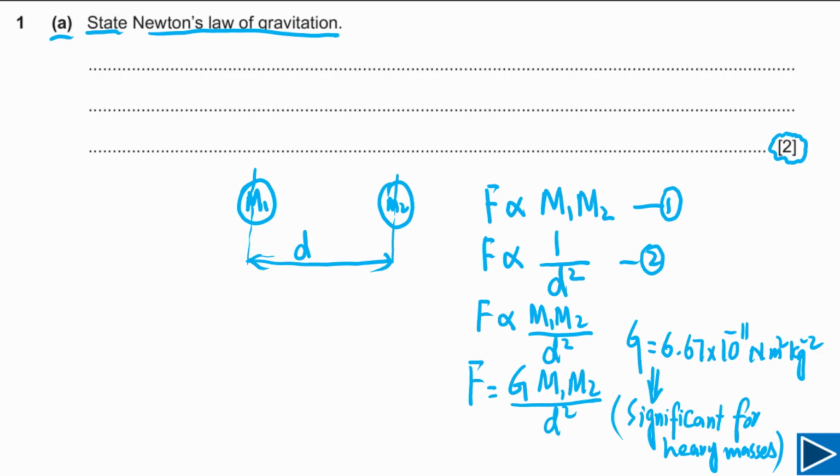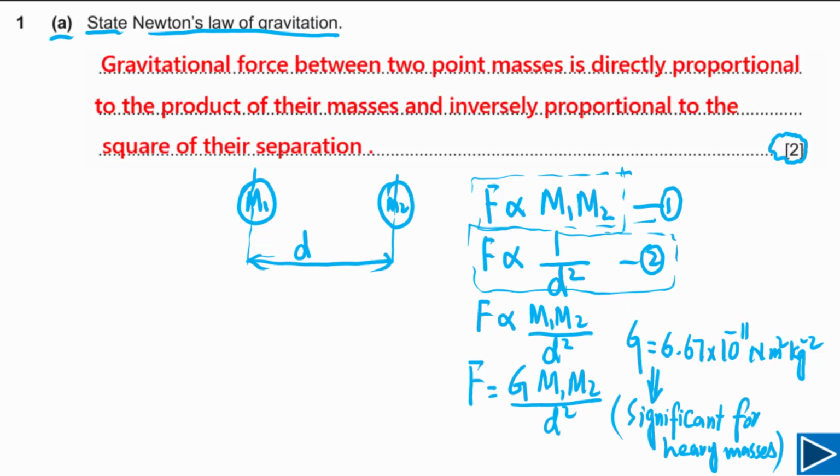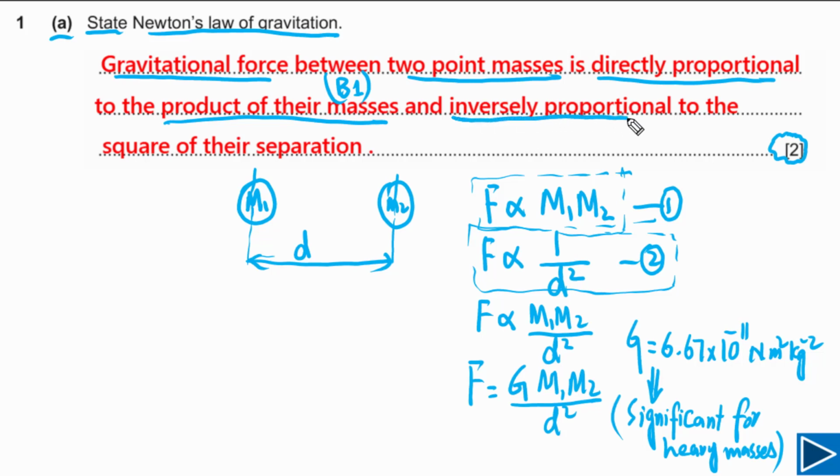Now let's try to write down the answer for this. This question has 2 marks, so you have to mention these 2 points. This can be point 1 and this can be the second point. This is how you can write down your answer. If you have mentioned in your answer that the gravitational force between 2 point masses, and later I will explain why we need to say point masses, is directly proportional to the product of the masses, you will get 1 mark, and that will be a B mark. And the second mark you will get if you have mentioned inversely proportional to the square of the separation.